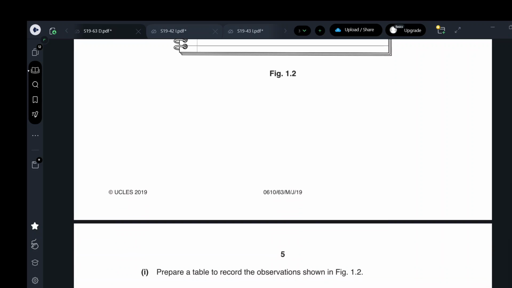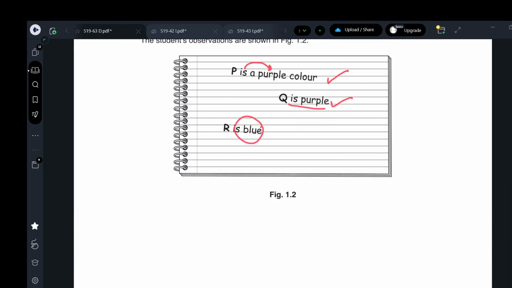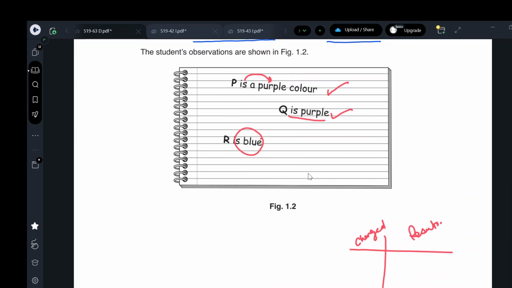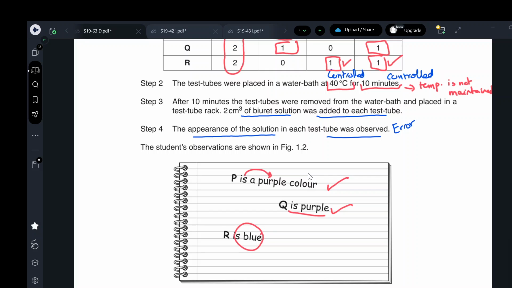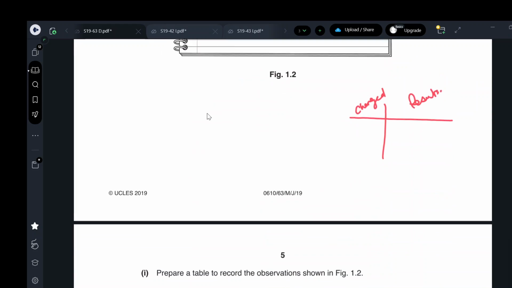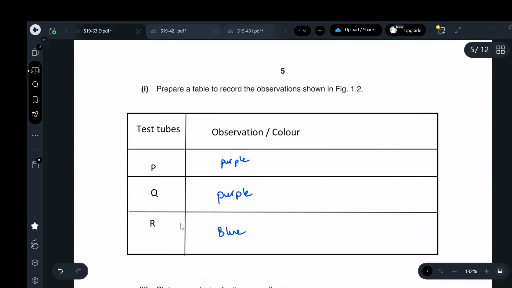The first question is, prepare a table to record your results. As a rule, the changed variable is on the left and the results are on the right. I do not have exact numbers for the acids. He did not change the concentration. No, he changed the contents of each test tube. So we will just write the name of the test tube, P, Q, R. The observations are purple, purple, blue.